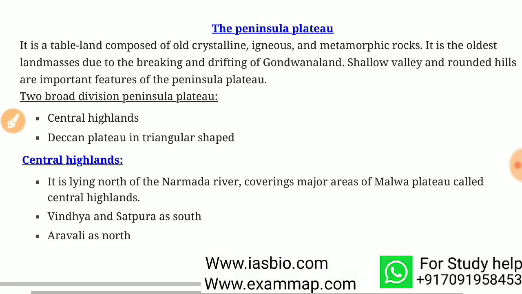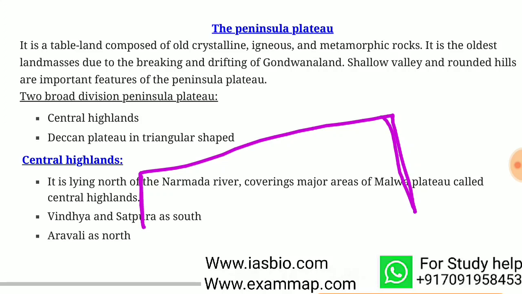Third physical feature of India is peninsular plateau. It is stable land composed of old crystalline, igneous and metamorphic rocks. It is oldest landmass due to breaking and drifting of Gondwana land. Shallow valley and rounded hills are important features of peninsular plateau. There are two broad divisions of peninsular plateau.